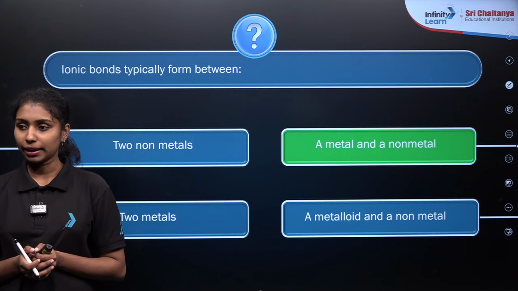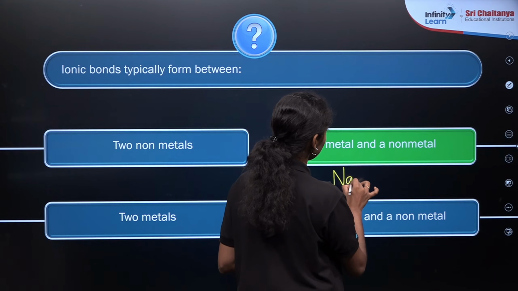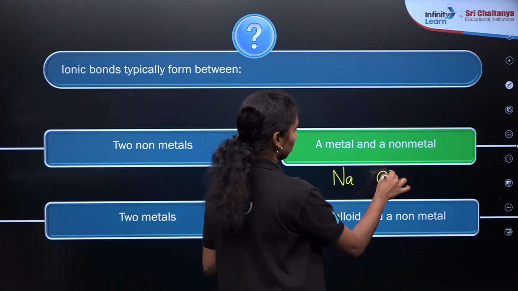Yes, again option B, right? A metal and non-metal. Most common example is sodium chloride. Sodium is the metal and chlorine is the non-metal.